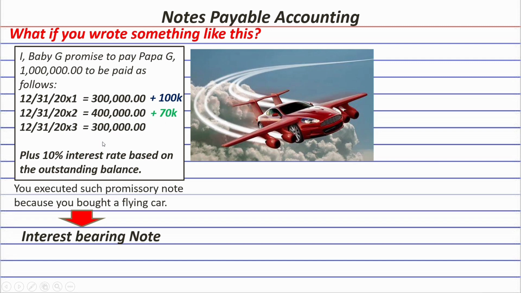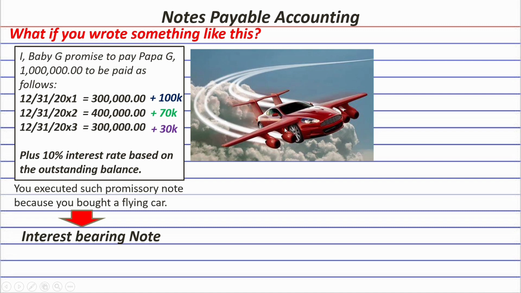Okay? And in the last year, the interest will already be based on the outstanding balance of 300,000. Because from 1 million minus 300,000 in this year 1 and minus this 400,000 payment in this year 2, so we only have 300,000 left as the outstanding balance at year 3. Okay? So 10% times 300,000, we have 30,000 as the interest in year 3. So all in all, you have to pay as Baby G 330,000.